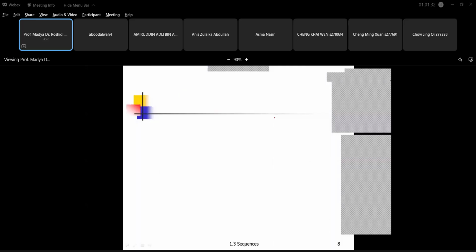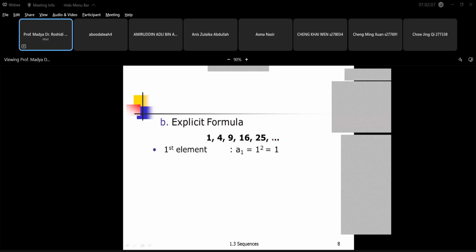Okay, now we move to the next idea, explicit formula. Again, recursive formula is based on, in order to find the next term, we must know the previous term. And how we justify the formula and the range is based on the pattern of the sequence. Now we focus on explicit formula. For example, for this case, we have 1, 4, 9, 16, and 25, and so on. So how do we produce a formula for this explicit sequence?